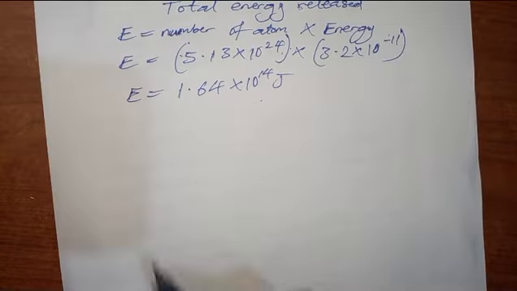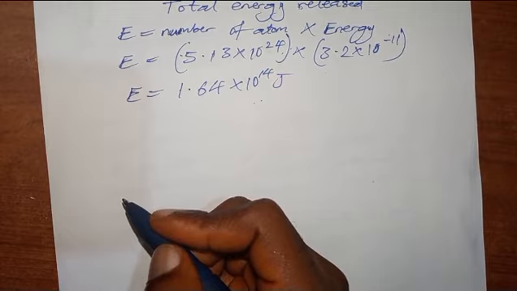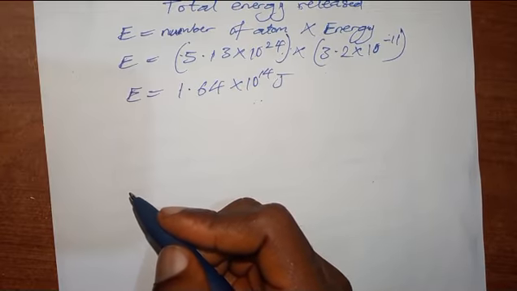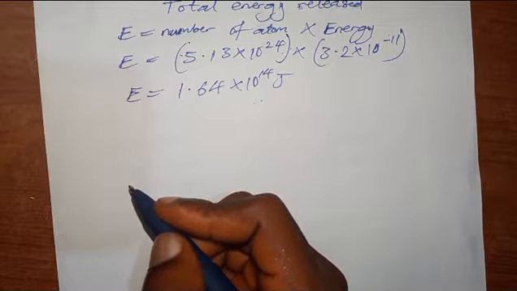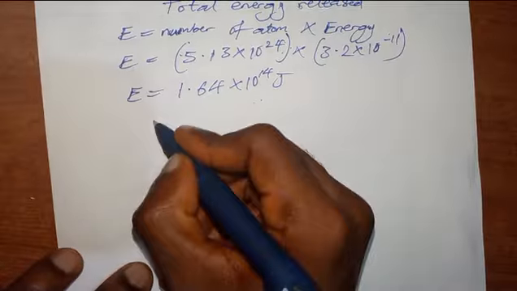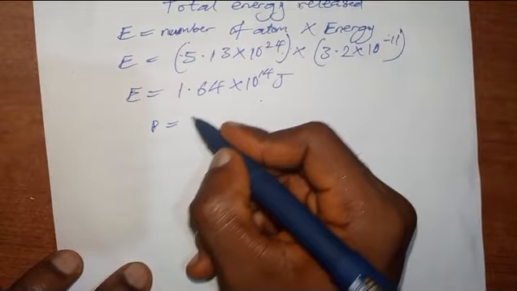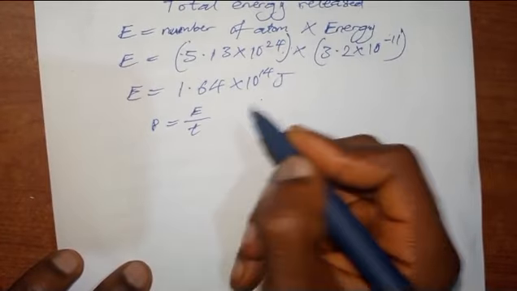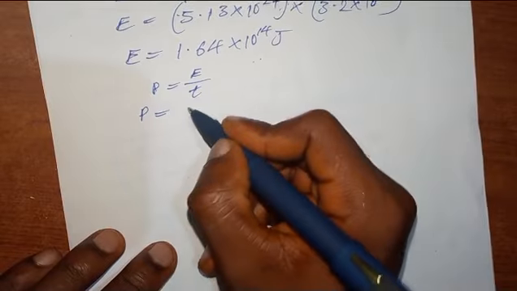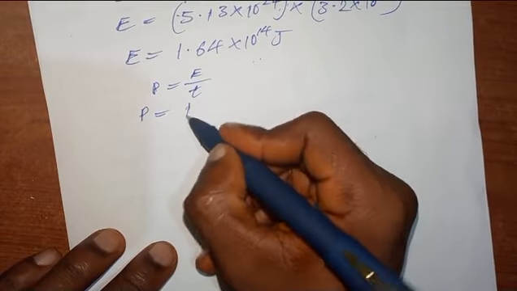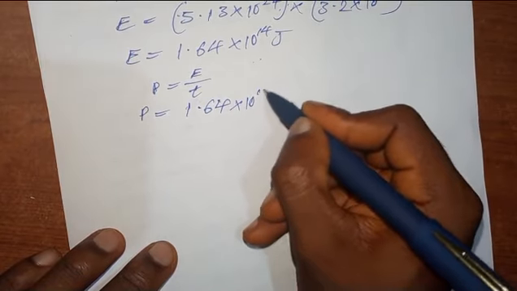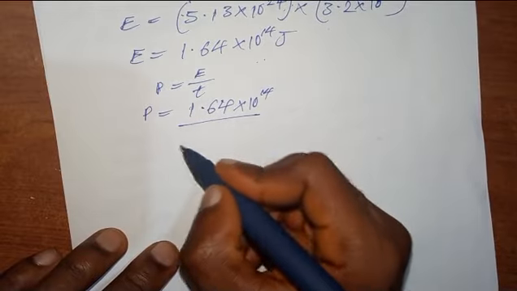So we were asked to calculate the power output of the reactor. So the power output of the reactor is P. I wrote the formula before. It is equal to E over T. This is where the time comes in. So P is equal to the E here, which is 1.64 times 10 raised to power 14, divided by the time.